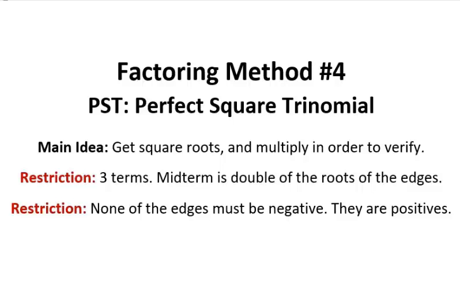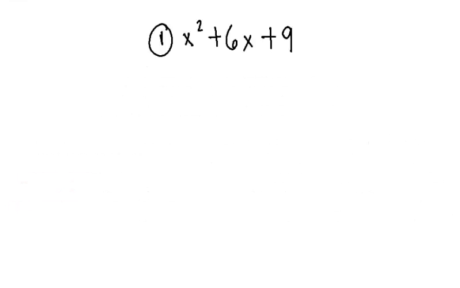And the last restriction is that none of the edges must be negative. They have to be positive. But for the middle term, there is no restriction about the sign. It could be positive or it could be negative. There is no problem with that. So let's try to solve some exercises to see how we use this method.